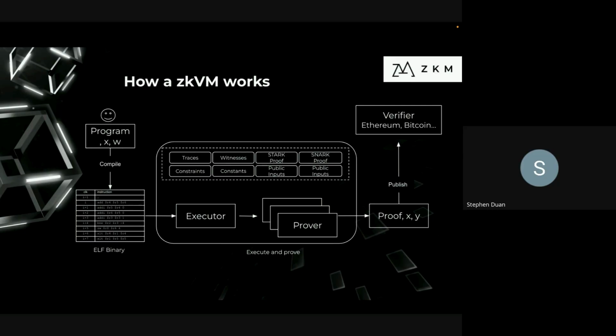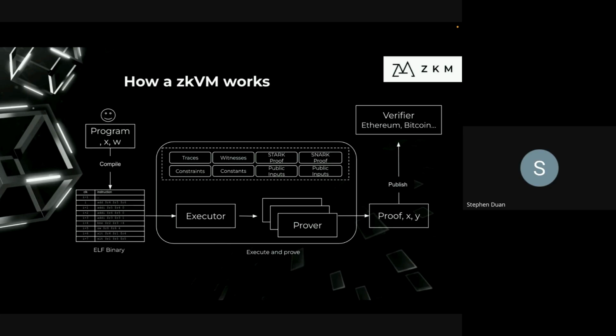We use the executor or emulator to execute the binary, and generally speaking, all the zkVMs will do continuation. That means we execute the binary, and then we split the execution into multiple chunks, because it can leverage multiple provers or clusters to speed up the proving.